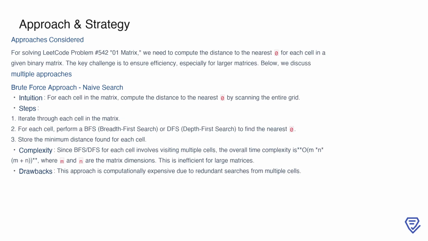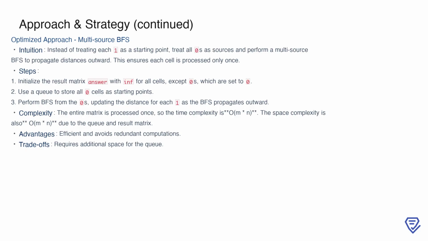While this method is straightforward, it has significant drawbacks. Since we perform a BFS or DFS for each cell, the time complexity becomes O(m*n*(m+n)), where m and n are the dimensions of the matrix. This means the approach scales poorly for larger matrices. Additionally, there's a lot of redundant computation because many cells end up exploring the same regions repeatedly, making this approach inefficient in practice.